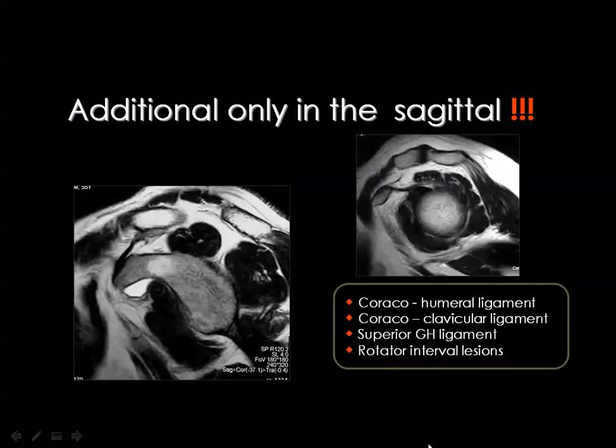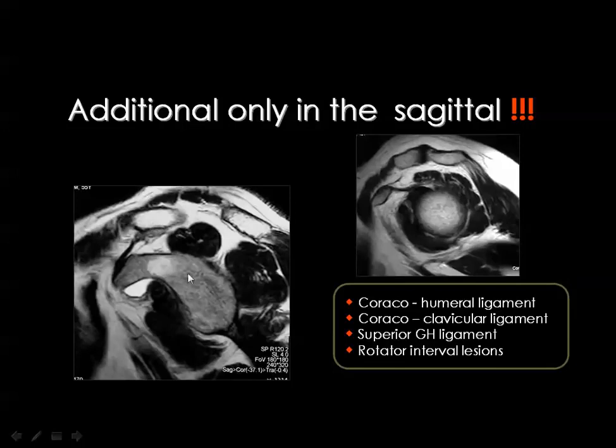Then there are some ligaments and structures which can be easily evaluated in the sagittal images, including number 1, the coracohumeral ligament. And here is the coracohumeral ligament. You know that this is the coracoid process, and here is the head of the humerus, and this ligament is known as the coracohumeral ligament. The coracoclavicular ligament is passing from the coracoid to the undersurface of the clavicle.